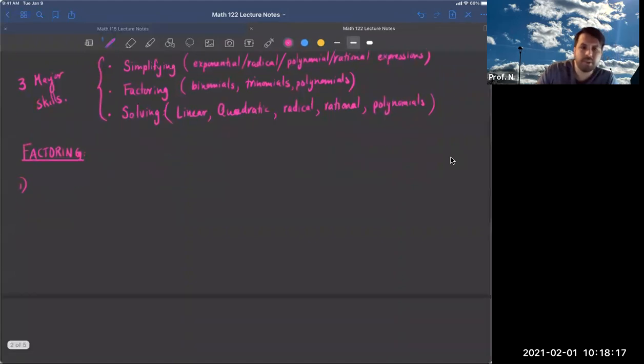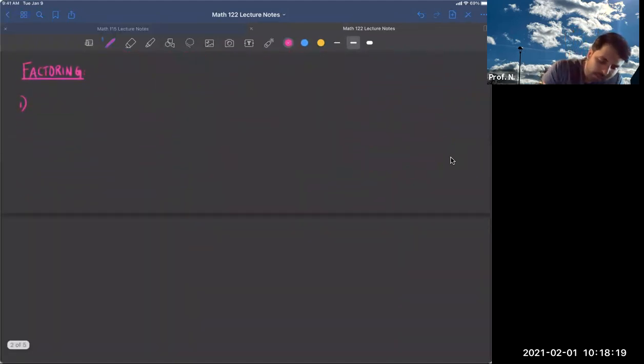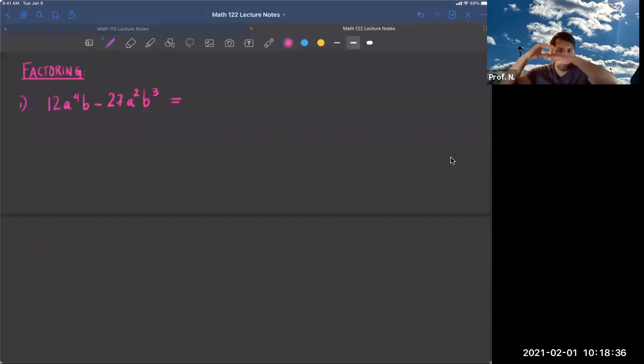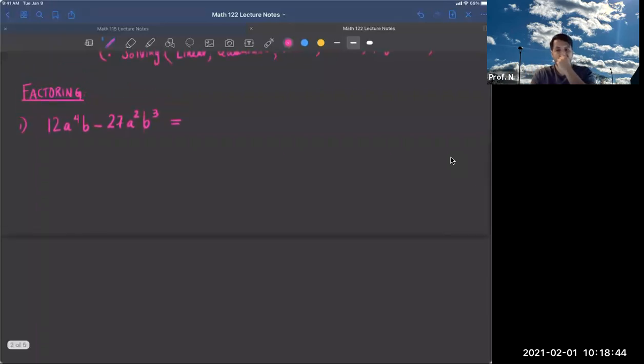So this is just examples, right? I want you to factor 12a to the 4th b minus 27a squared b cubed. So first of all, can anyone tell me what factoring technique? So within factoring, there are several kinds of factoring techniques that we apply. So what factoring technique are we applying for this example? So that's right, we're dividing it by 3, but what's the technique? What's the factoring technique called?